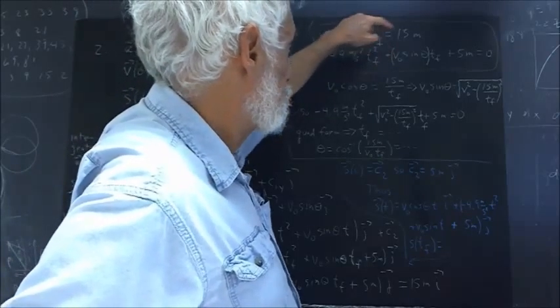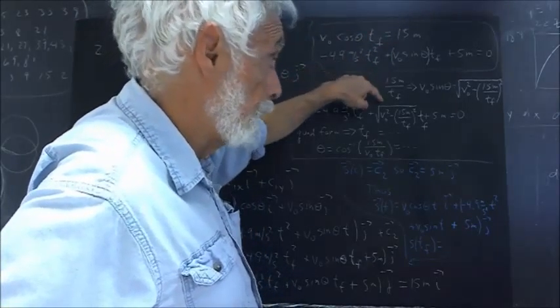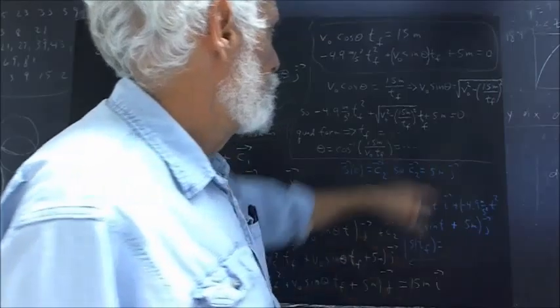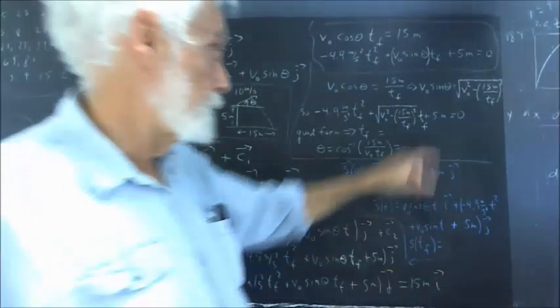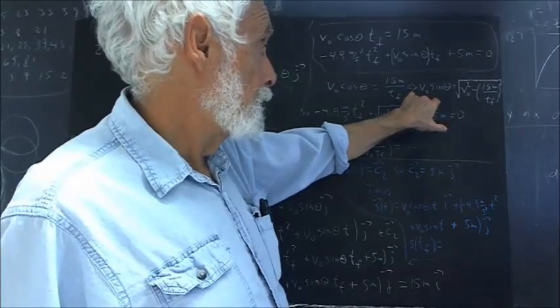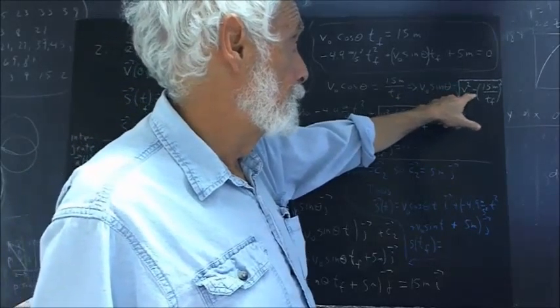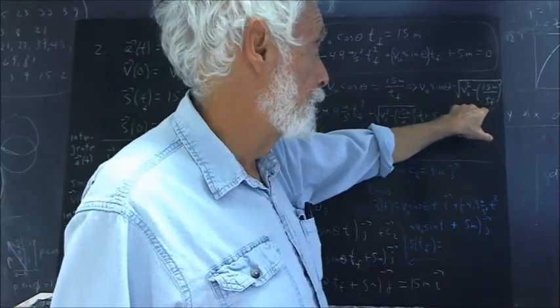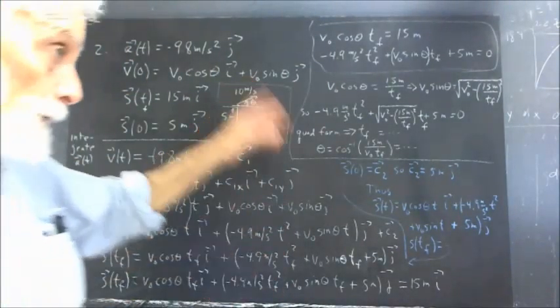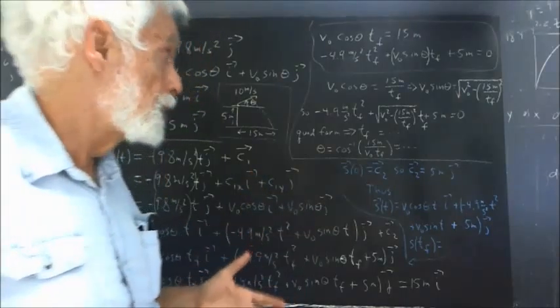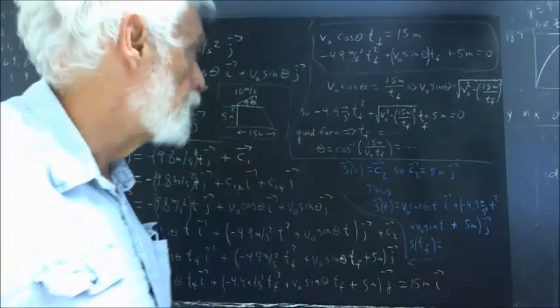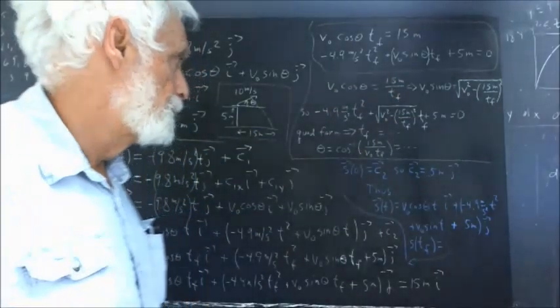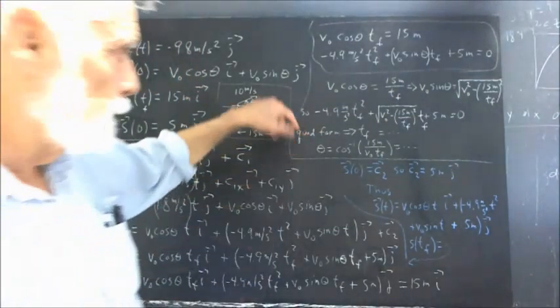But V naught cosine theta is 15 meters over TF, which means, and you can work out why, and you can work it out a different way if you like, V naught sine theta is then going to be the square root of V naught squared minus the quantity 15 meters over TF, quantity squared. Now, I hope I did that right, and if I didn't, maybe you'll check up on me and figure it out. There are other ways to solve the equation. You should be able to do it. This is one way that I'm just illustrating.